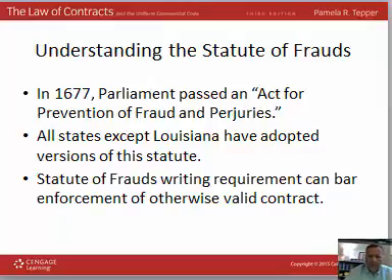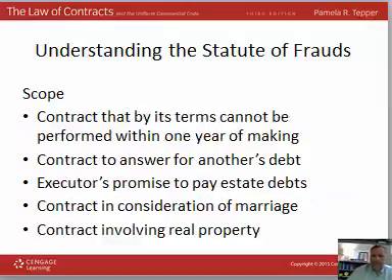And the bottom line is that if a contract fits within the confines of the Statute of Frauds, even if you have all of the other elements of the contract present, it may not be enforceable unless it's in writing. In other words, it has to be in writing to be a valid contract. So remember that not all contracts have to be in writing to be valid. Oral contracts in some cases are valid and enforceable. It has to fall under the scope of the Statute of Frauds in order to require a writing.